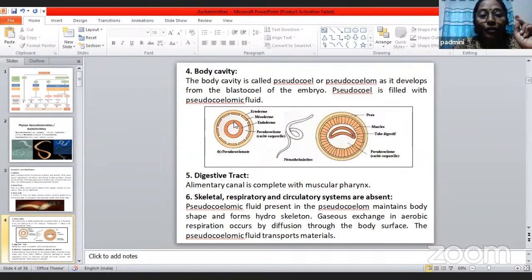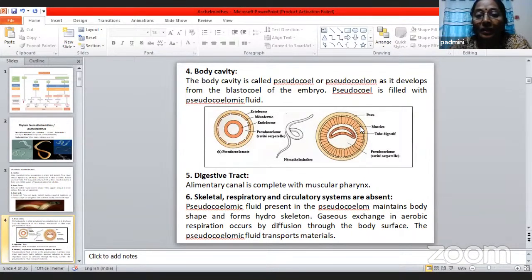Then you have an endoderm inside, the complete round one is the endoderm. Usually, if it is a true coelom, then the mesoderm is broken in between, and the coelom is connected from inside and outside by the mesodermal layer. But here, the mesoderm is towards one side and there is a body cavity in between the mesoderm and the endoderm. Hence, this is not called a true coelom, but a pseudocoelom.